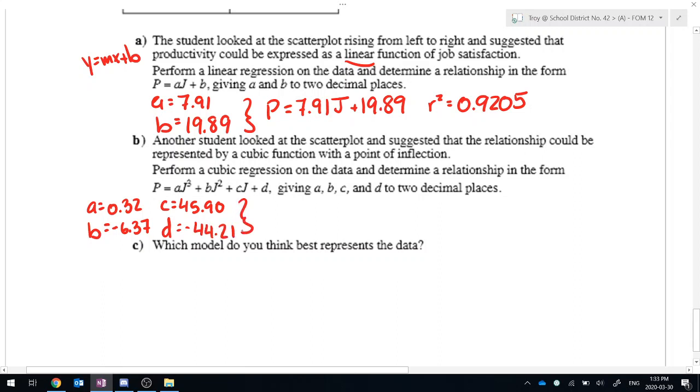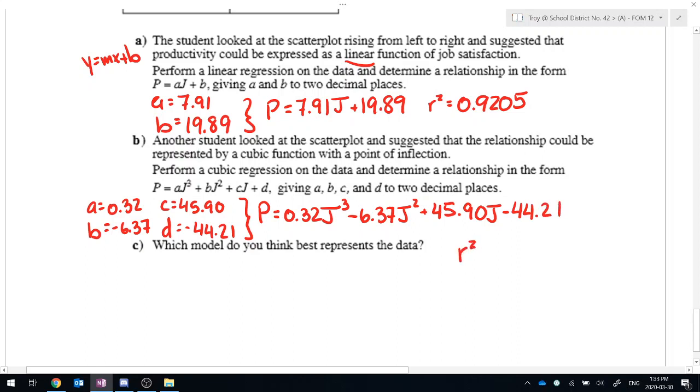So we can fill that in to our function here. So that means we get a p-value equal to 0.32 times j cubed minus, because b is negative, 6.37 j squared plus 45.90 j minus 44.21, because d is negative. Okay, and for this one, we had an r squared value of 0.9896.